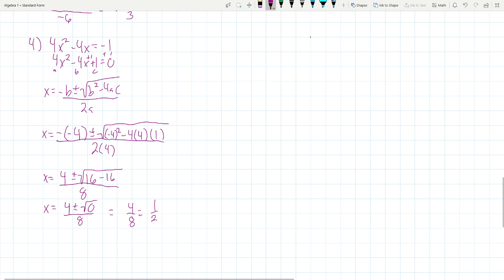all that's happening on a graph. All that's happening as a graph is my x value is at 1/2, and that's where my graph comes down, touches the graph, and then comes back up, or touches the x-axis and then goes back up. And so it has an x-intercept as the same place as its vertex. That's all that means. Okay.